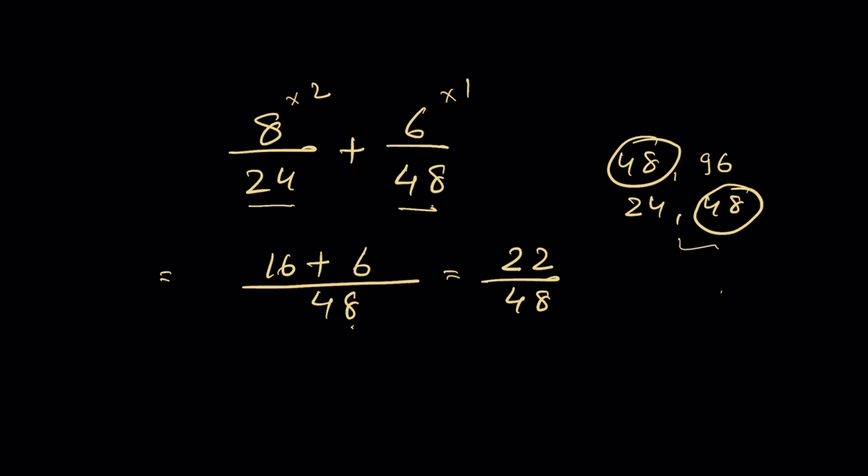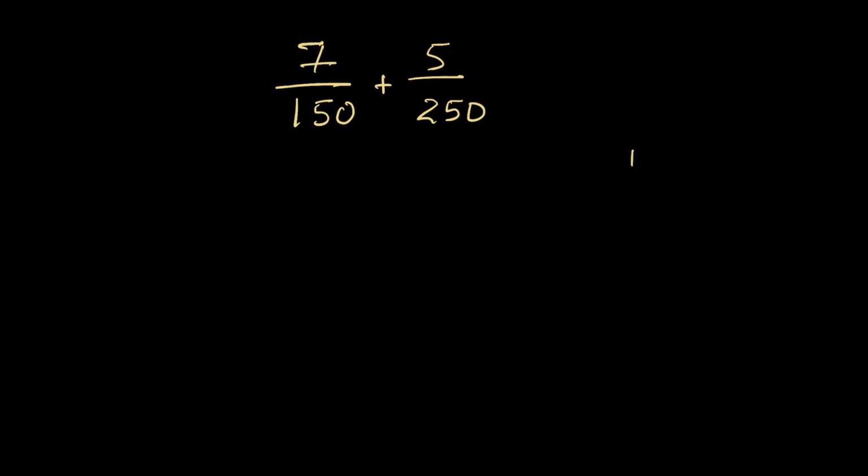Now let's reduce the fraction. 2 times 11 is 22 and 2 times 24 is 48. So this is equal to 11 upon 24. What if you have bigger numbers, for example 7 upon 150 plus 5 upon 250. In this case you can again either start listing the multiples or start dividing both of them. Now both are divisible by 5. We can start with 5.